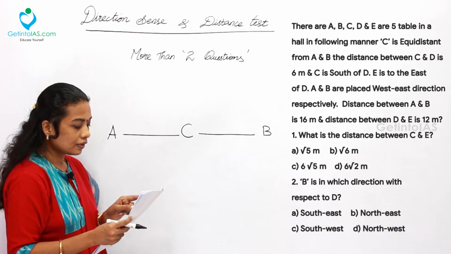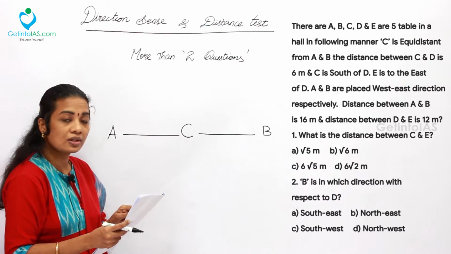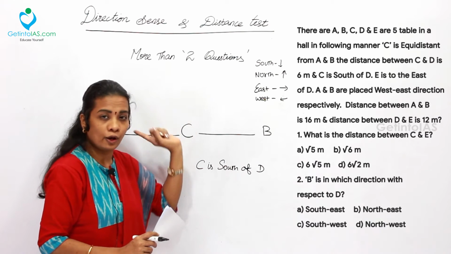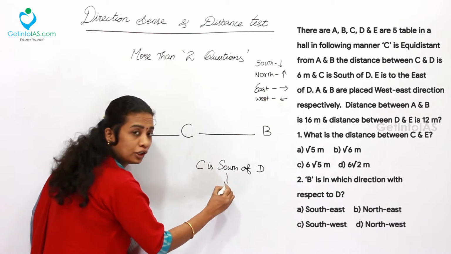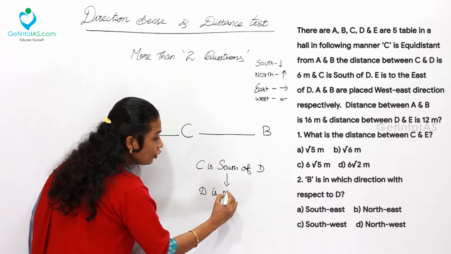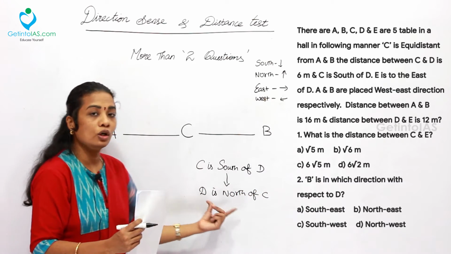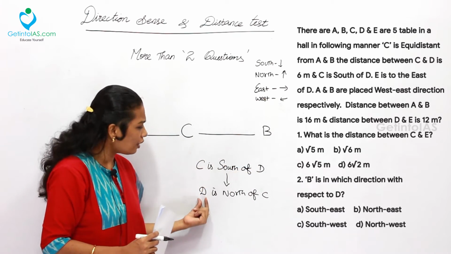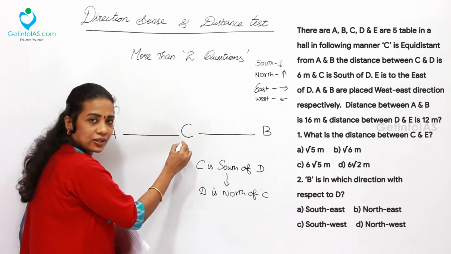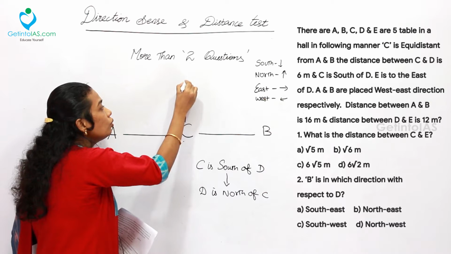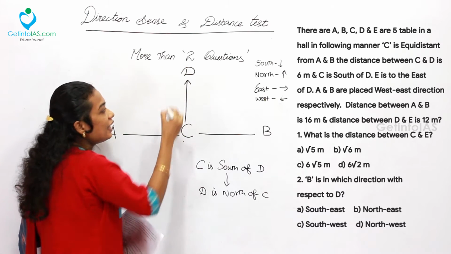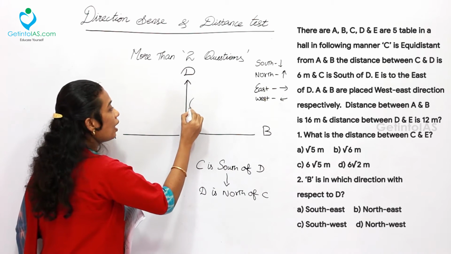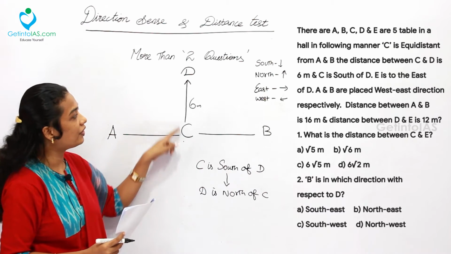Moving to the next line, the distance between C and D is 6 meter. C is south of D, but D is not located itself, so this is equal to D is north of C. First, you want to observe these things in order to solve these kinds of sums. C is south of D means definitely D is going to be the north of C. So we got C here. From C, you can move towards the north and mark D. The distance is 6 meters, so I am marking here 6 meter, the distance between C and D.